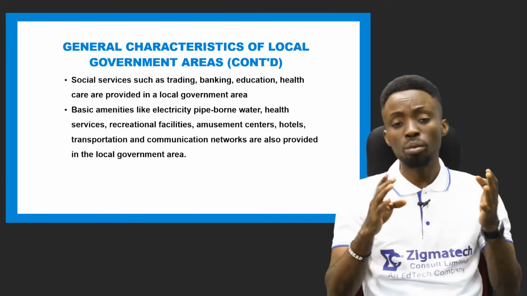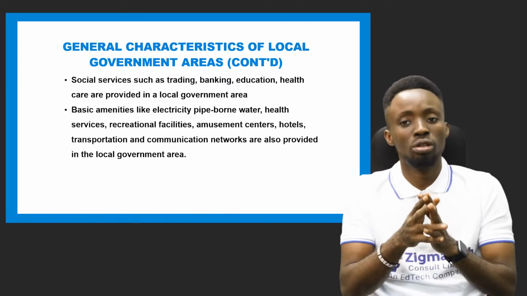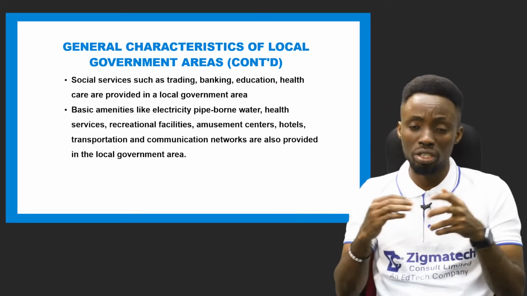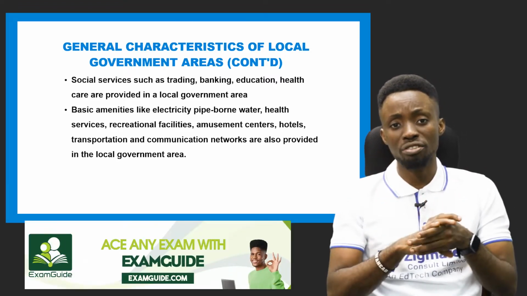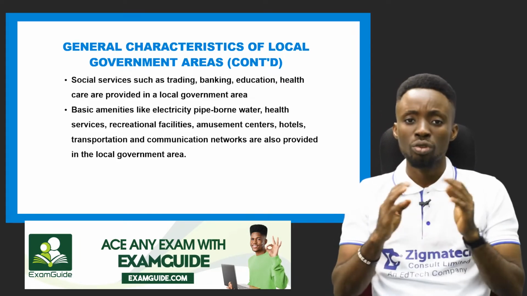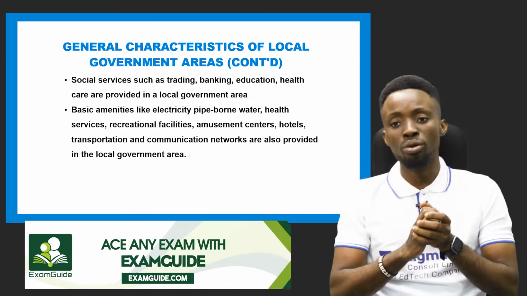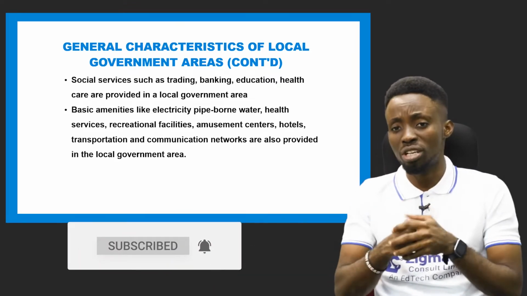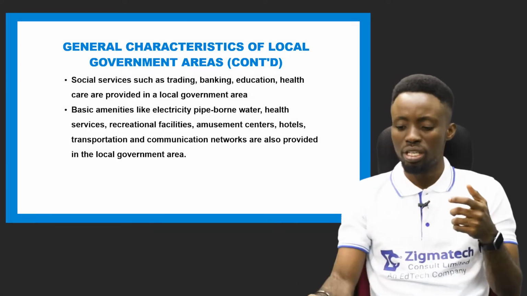And also in virtually almost all the local government areas we have in Nigeria, we can see activities such as banking, education, health, trade, and other forms of social activities being carried out. And also, we have basic social amenities like electricity, pipe-borne water, health services, recreational facilities, and amusement centers. We have hotels, and transportation and communication networks found in these local government areas.